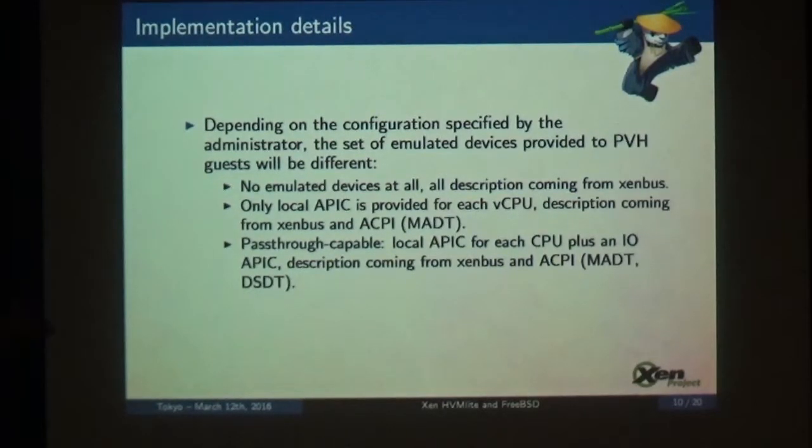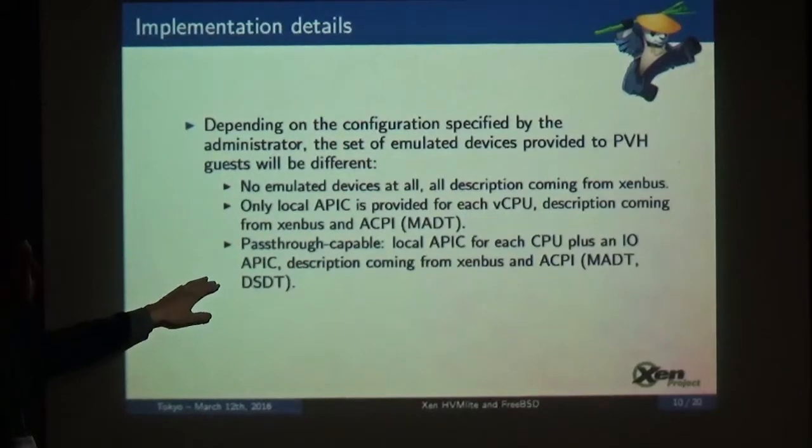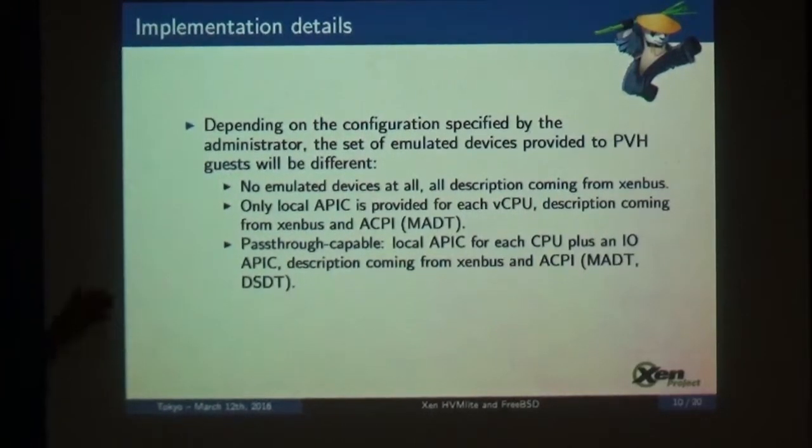And finally, the last kind of guest that will be allowed under this mode will be a pass-through capable guest. It will be very similar to the previous one. We will provide the local APIC for it, but we will also provide an IO APIC in order to deal with interrupts from PCI devices.